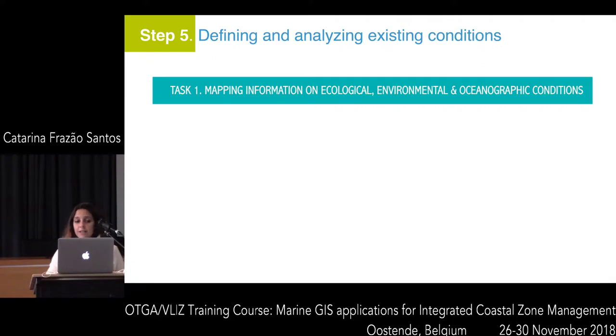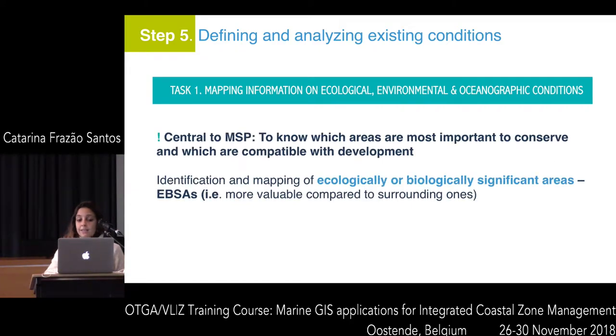So the first task is mapping information on ecological, environmental, and oceanographic conditions. And this is central to marine spatial planning. You need to know which areas are most important to preserve and which are compatible with development. If someone appears and says, I want to conserve everything, no one will listen. And sometimes that is why conservation ends up being out of the table in marine spatial planning conversations.